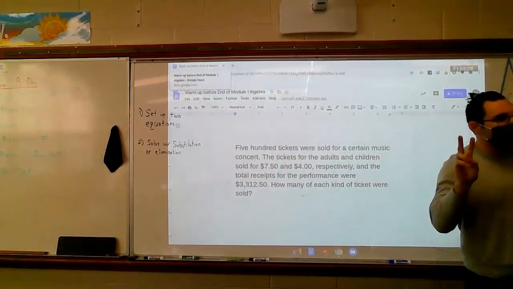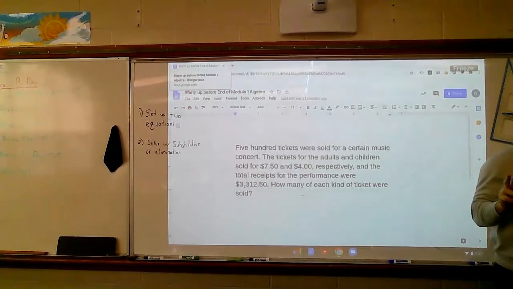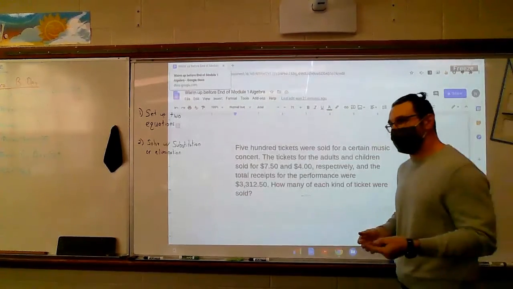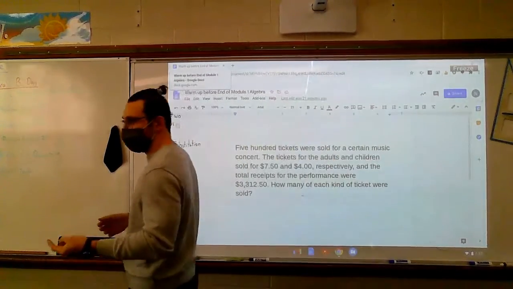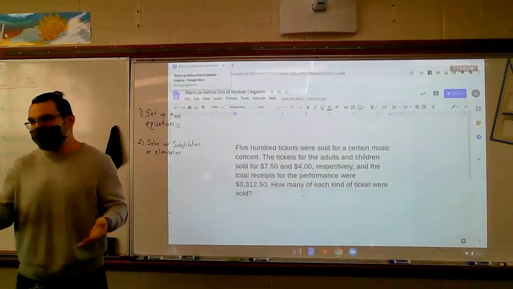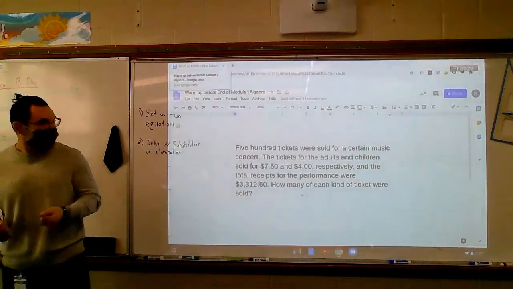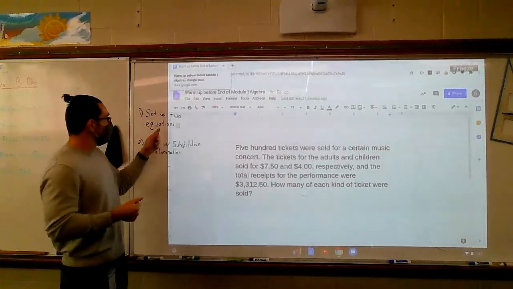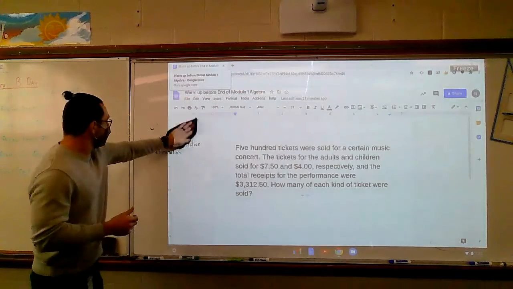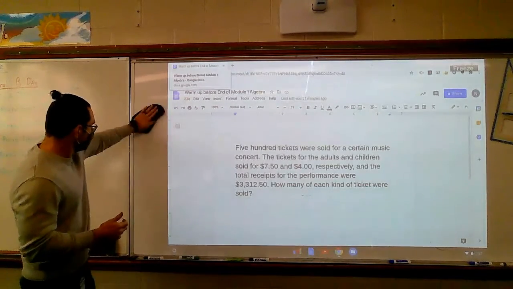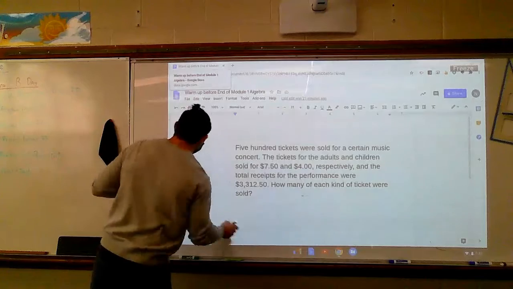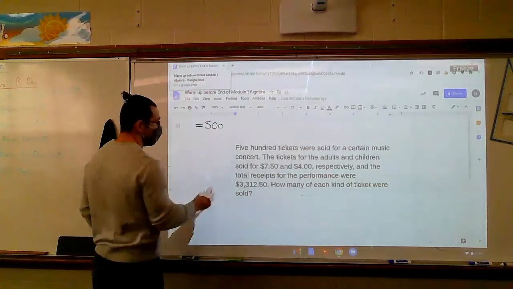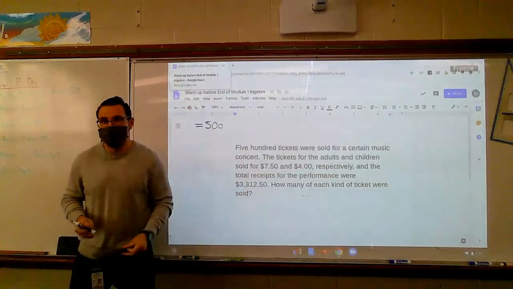There are two equations that we need to know how to solve for. There's two things that are going to be equal. Well, the first thing that we look at is the total number of tickets sold. What does the total number of tickets sold equal? Jacob? 500. So set up two equations. We're going to do that by saying we know the first equation equals 500, because it tells me that there's 500 tickets sold.